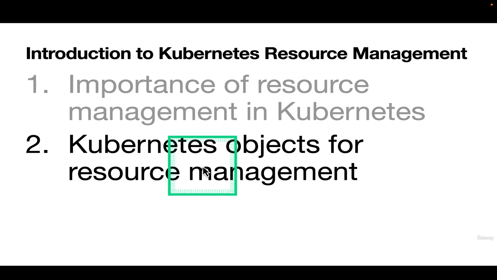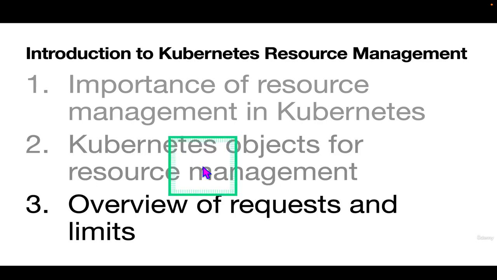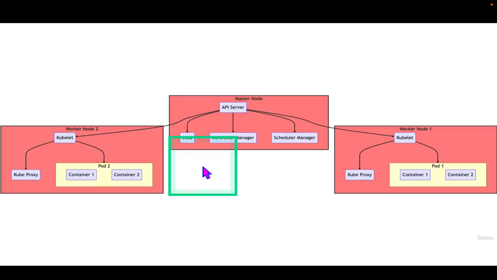Kubernetes objects for resource management. Kubernetes provides various objects such as resource quotas, limit ranges, and quality of service (QoS) classes to manage resources effectively. An overview of requests and limits. Requests and limits are fundamental concepts that define the minimum and maximum resource allocated to pods and containers.